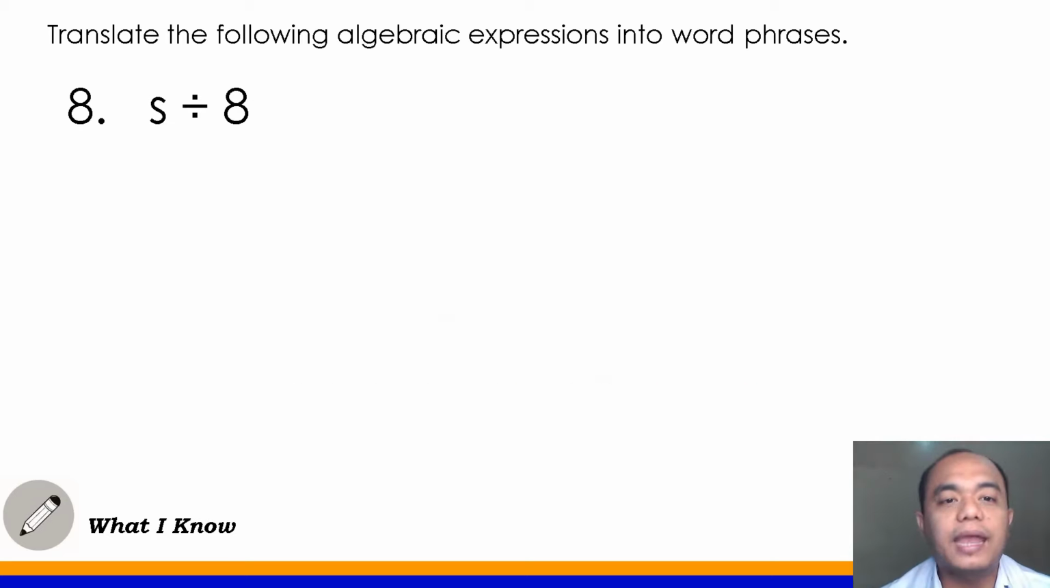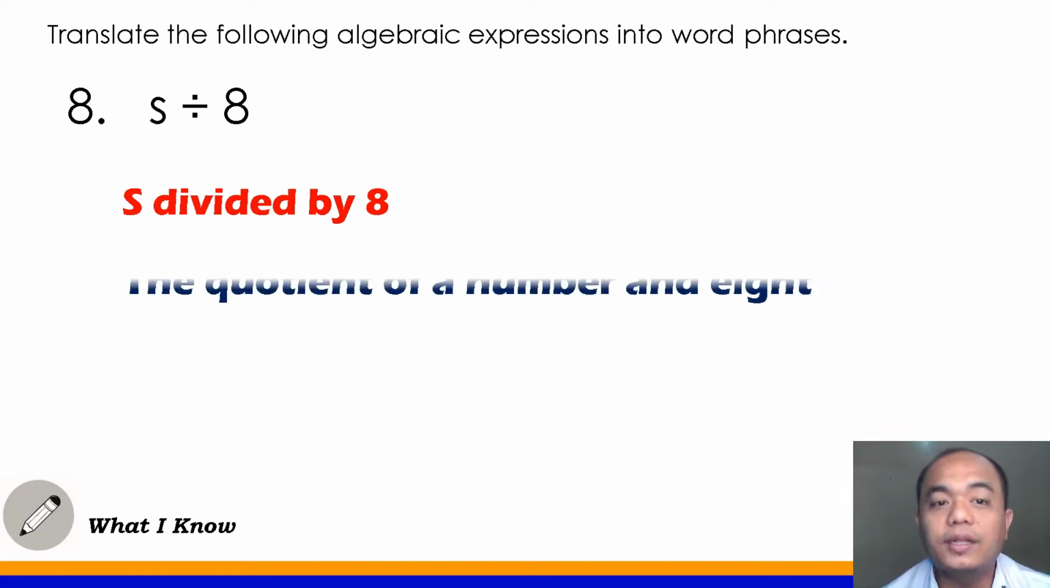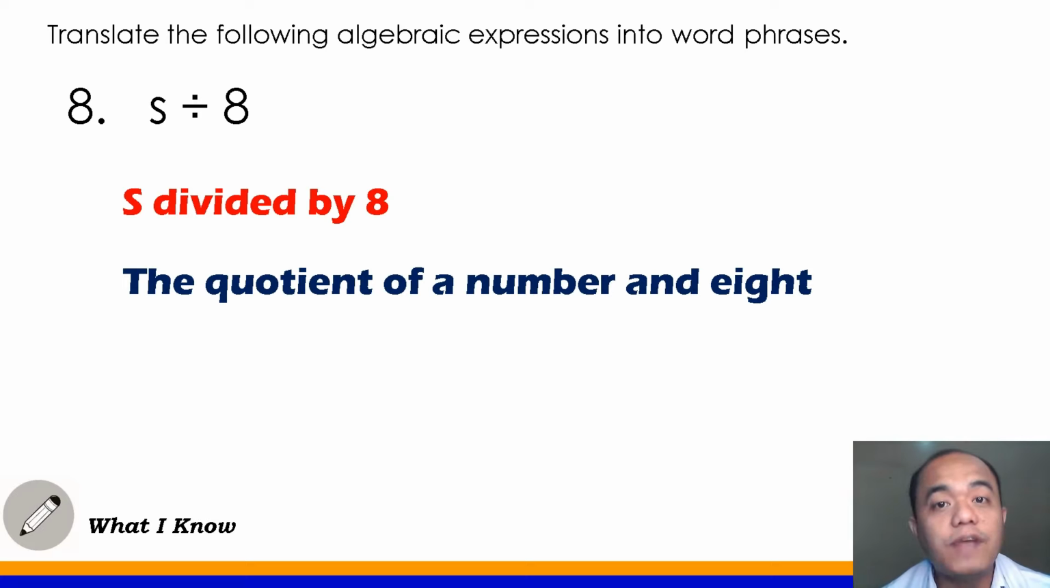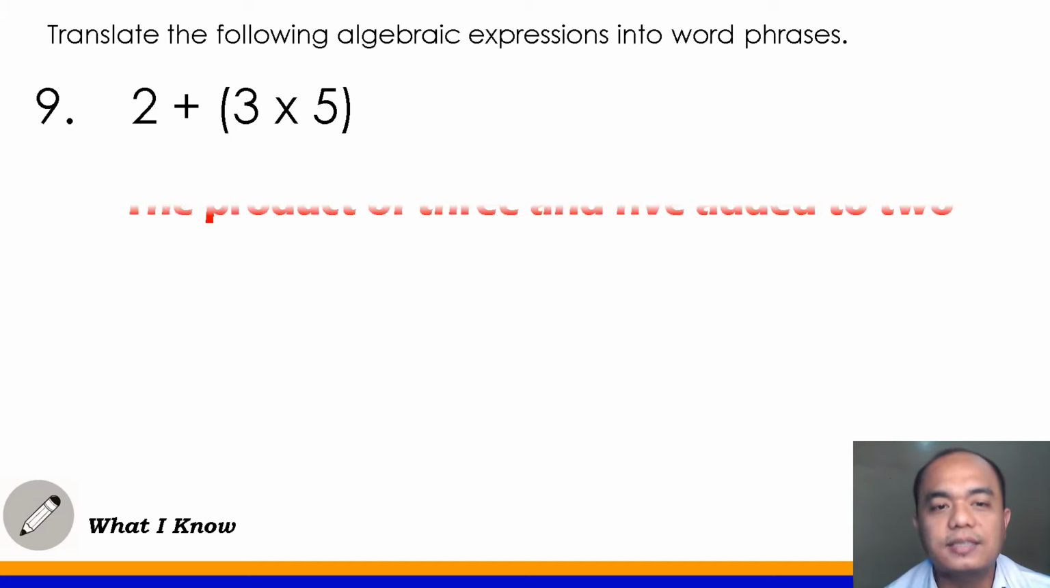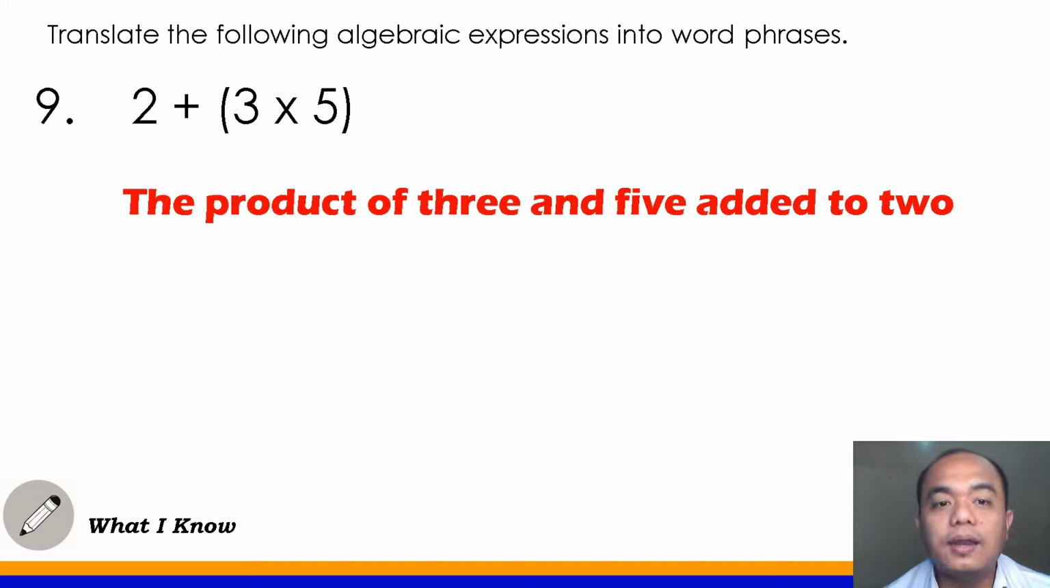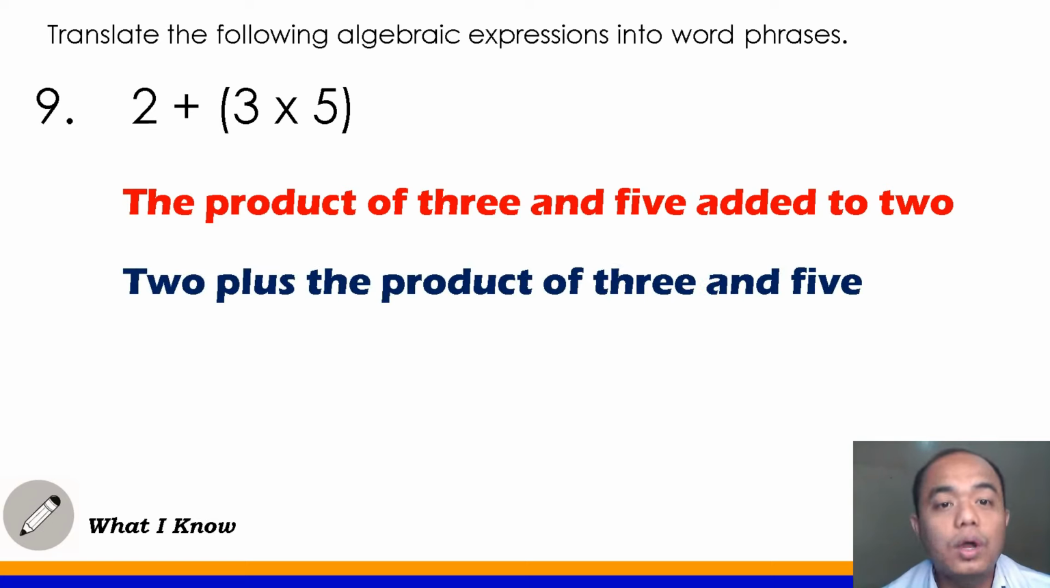It's number 8. How do you translate that into word phrase? Yes, very good. Pwede ding sabihin S divided by 8. Pwede ding sabihin the quotient of a number and 8. Number 9. Paano natin yan i-translate sa word phrase? Yes, correct. Pwede natin sabihin the product of 3 and 5 added to 2. Pwede din 2 plus the product of 3 and 5.